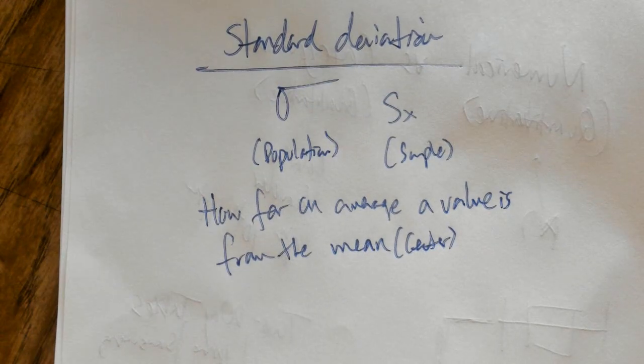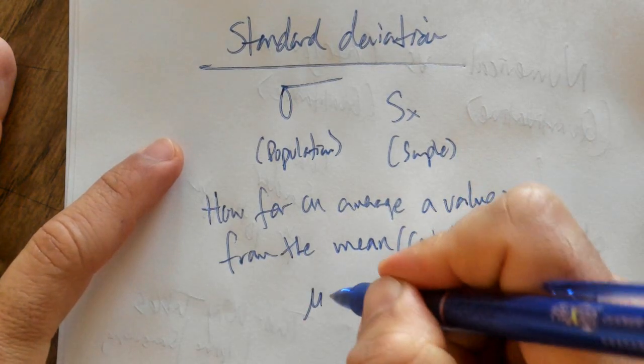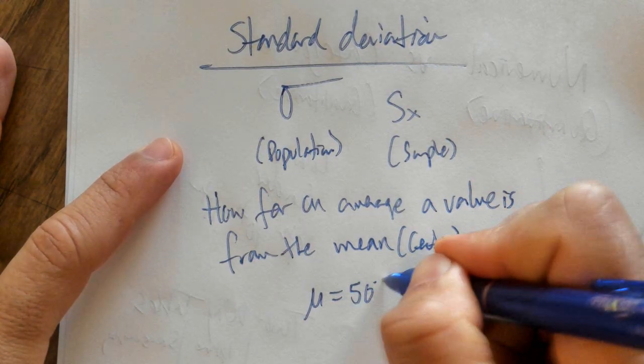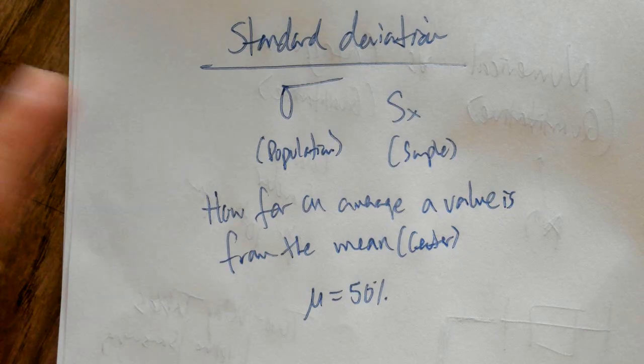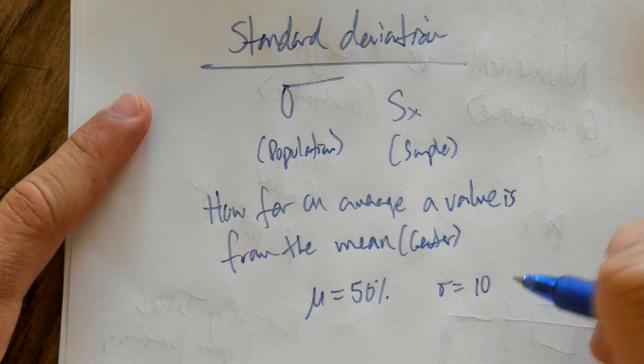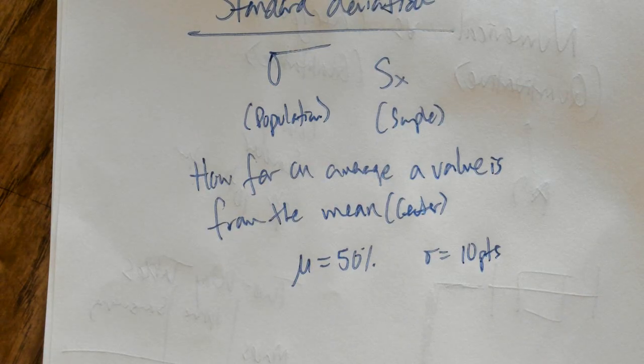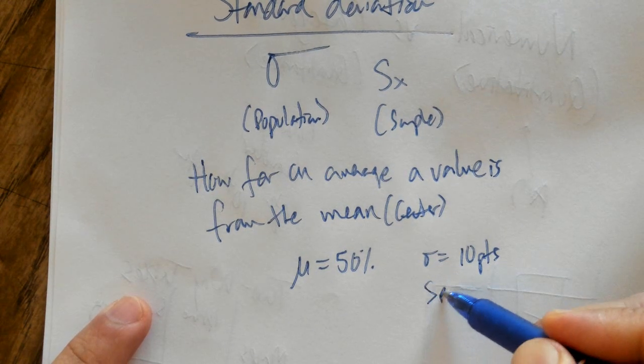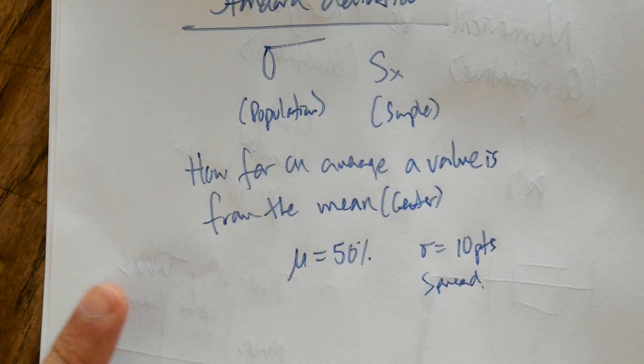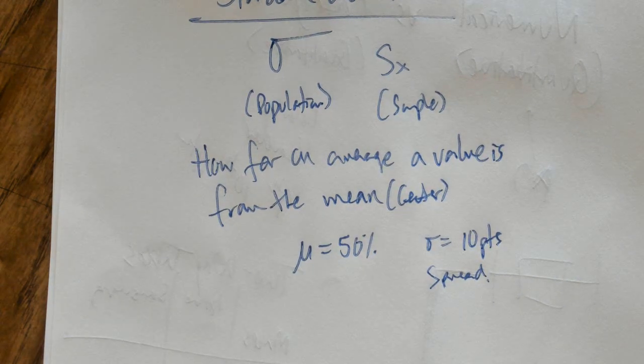right? Like if the average test score was a 50 on the exam for your class, right, and the standard deviation was 10 points, that tells me that on average, a student was between what two numbers? 40 and 60. Because you're 10 points away from the mean on average. Now, some people might be higher, some people might be lower, right? But this right here describes the spread of the distribution. It describes how far the values are spread out, right?